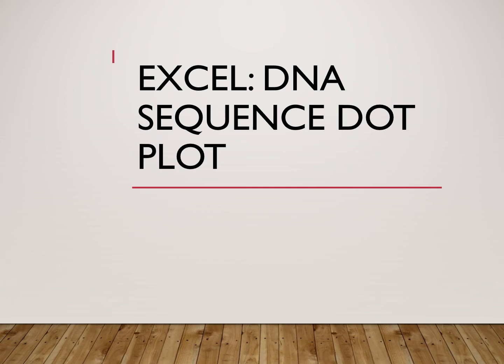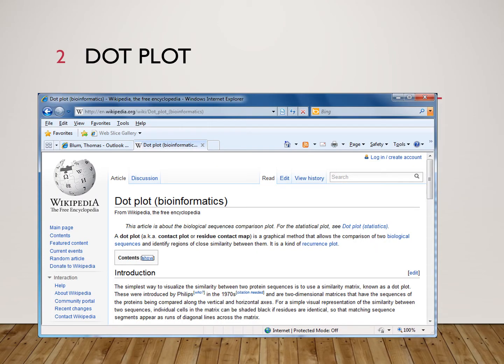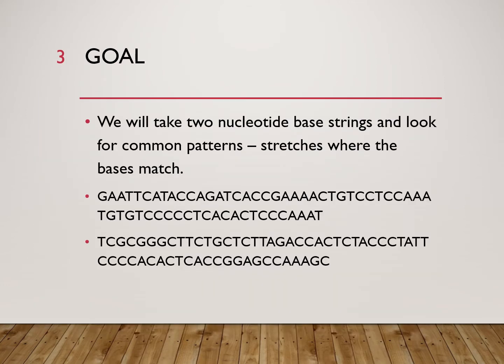In this presentation, we will use Excel to make a dot plot which will look for similarities in two DNA sequences. A dot plot is a concept from bioinformatics. We will take two nucleotide base strings, combinations of the letters A, C, T, and G, and we will look for subsequences within the strings that match.